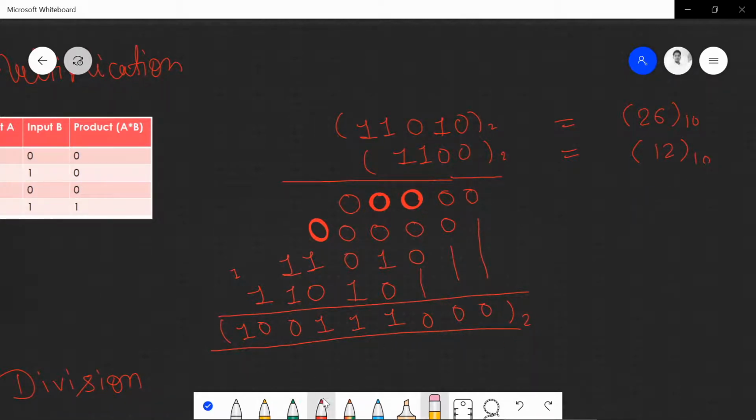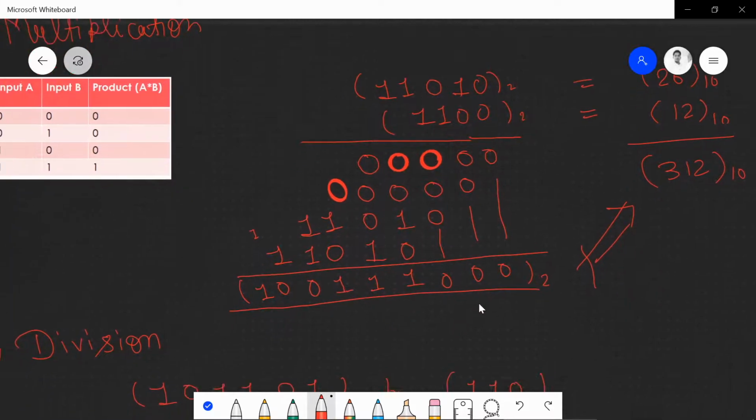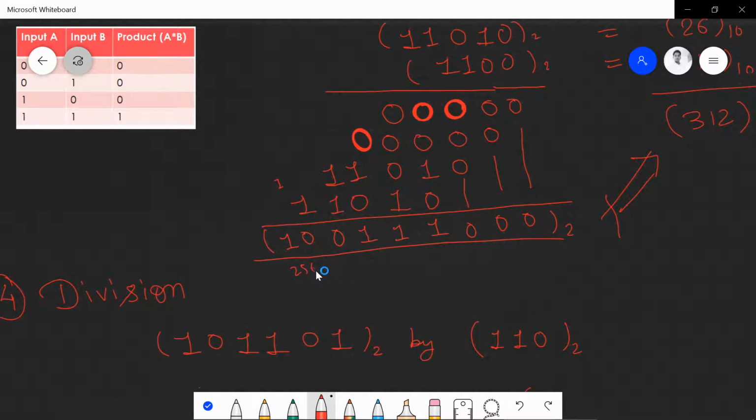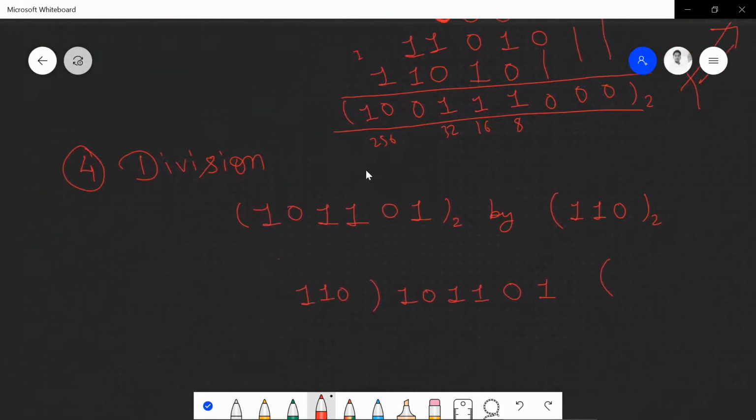Decimal-wise, its multiplication will be 312, and when we convert this number, it is equivalent to 312. You can check that number. It's 256 plus 32 plus 16 plus 8. So it's coming out to be 312. Now the next operation is our division operation.